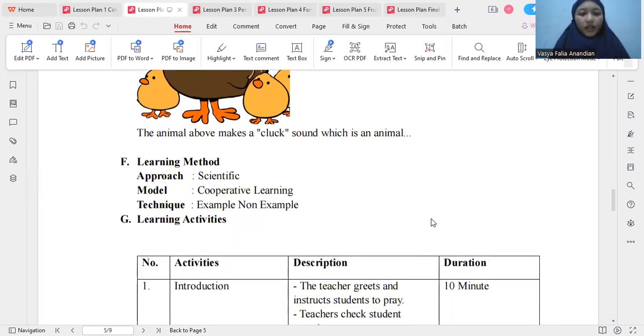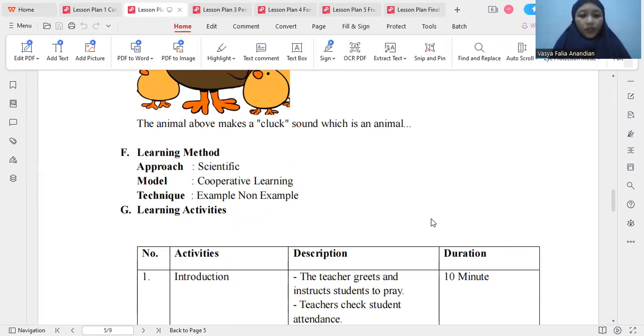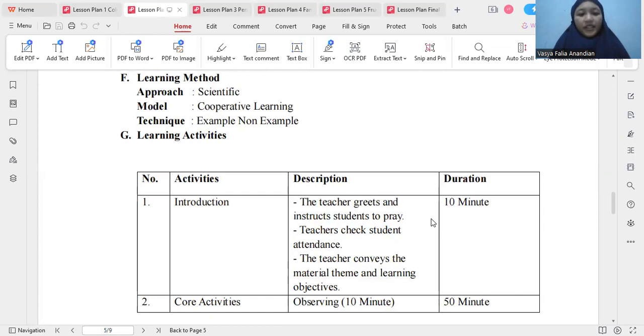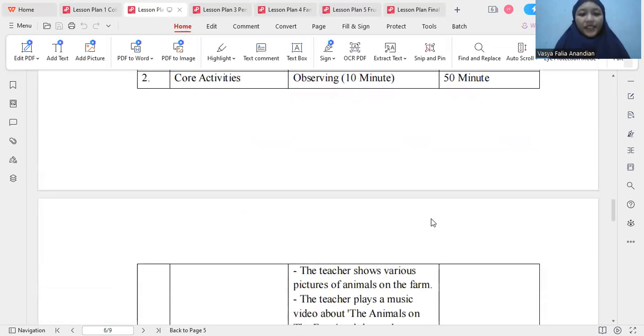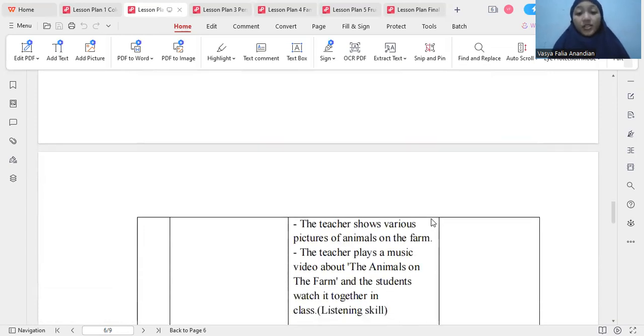The learning method are approach scientific, model cooperative learning, technique, example, and non-example. The activities introductions still the same: greets and instruct students to pray, check attendance, convey the material and learning objective. Core activities, observing. Teacher shows various pictures of animals on the farm. Teacher plays a music video about the animals on the farm and the students watch it together in class. This focuses on the listening skill of the students.